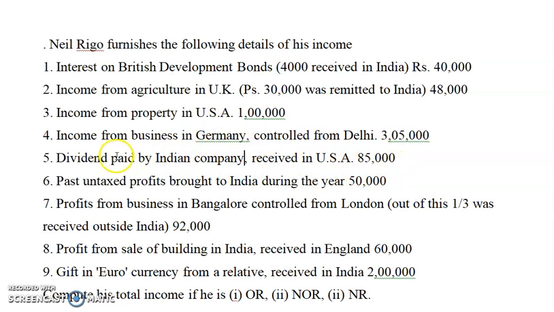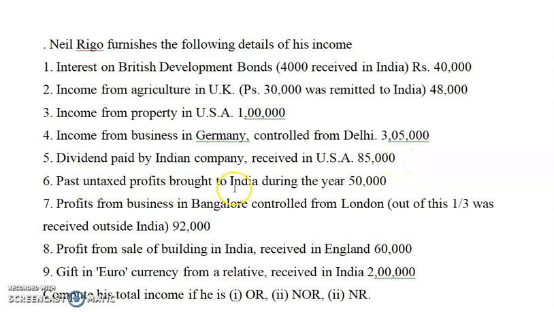Next, dividend paid by Indian company received in USA. So at the beginning of this problem I have told dividend from Indian company is always exempt if it is received in India or if it is received in foreign country. In both the cases it is exempt. So 85,000 we are not writing in any of the columns, all the columns will be nil. But we have to write that item.